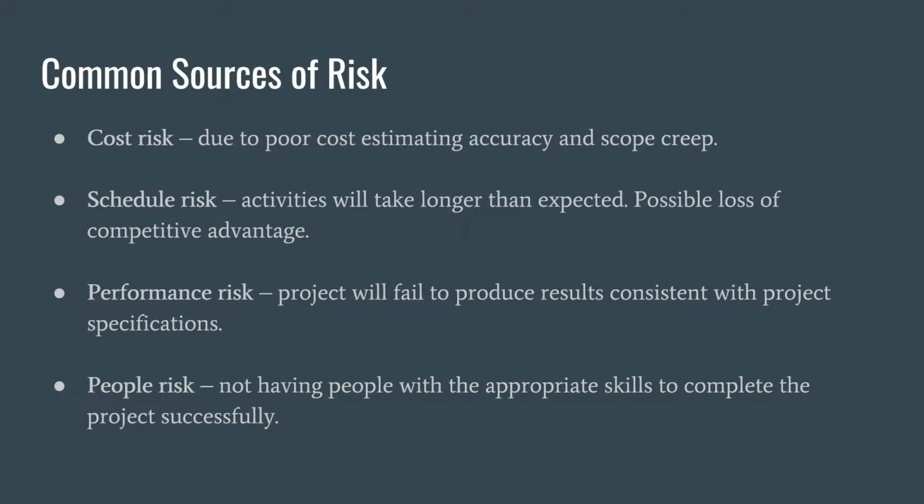There are some common sources of risk during an IT project. Some of these include cost risk, which is due to poor cost estimating accuracy and scope creep, schedule risk, which are activities that will take longer than expected and have a possible loss of competitive advantage, performance risk, where a project will fail to produce results consistent with project specifications, and people risk, which is not having people with the appropriate skills to complete the project successfully.